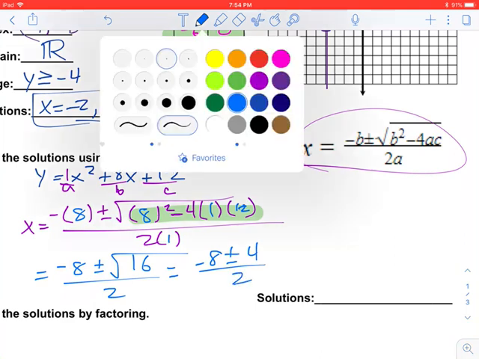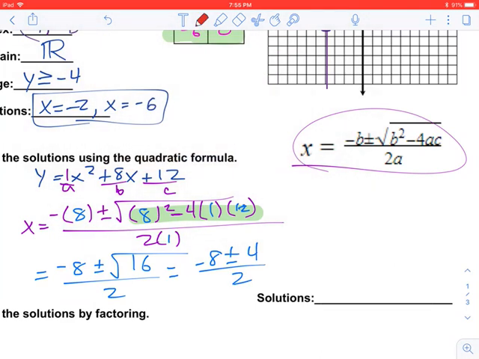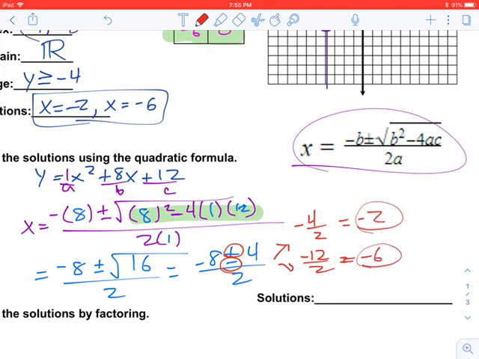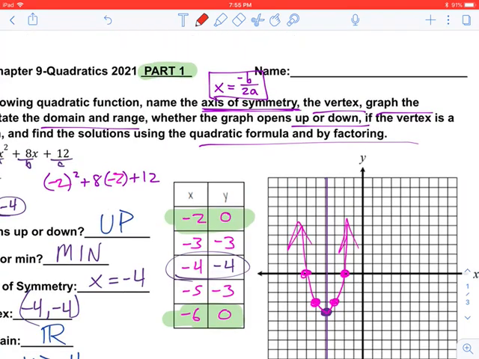And now, at this point, this is when I want to go ahead and split it up into my 2 parts. So -8 plus 4 is -4 divided by 2. -8 minus 4 is -12 divided by 2. And so I end up with -2 there and -6 there. And there's my 2 answers. x equals -2, x equals -6, just like we had before.